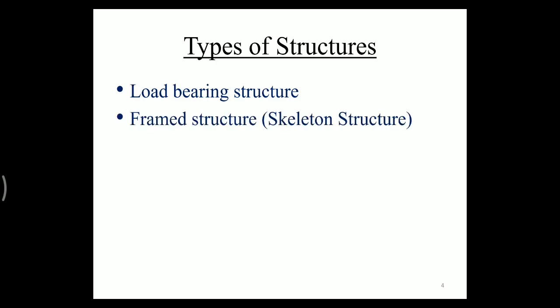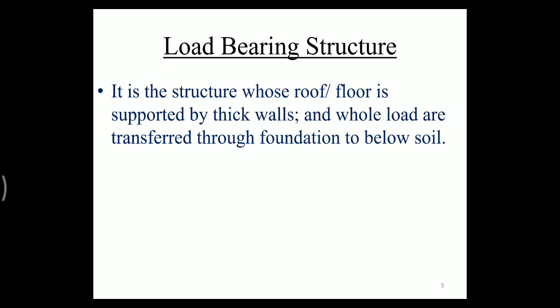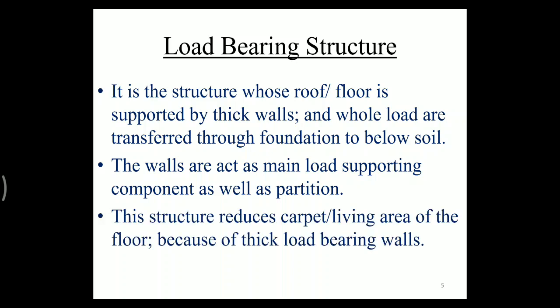Now we see the various types of structures. There are mainly two types of structures. First is load bearing structure and the second is framed structure, also known as skeleton of structures. First we see the load bearing structure. It is the structure whose roof or floor is supported by thick walls and whole load is transferred through foundation to below soil. The walls act as a main load supporting component as well as partition. This structure reduces carpet and living area of the floor because of thick load-bearing walls.